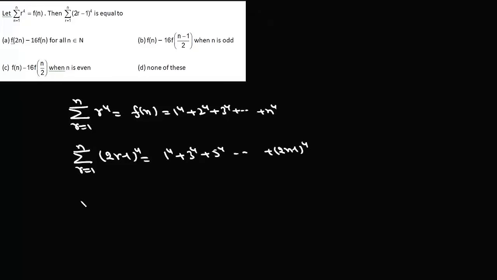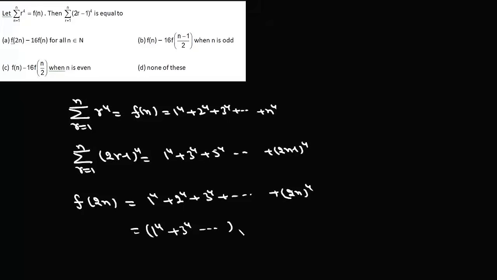So what we'll do is, we'll start with f2n, and f2n will be 1 to the power 4 plus 2 to the power 4 plus 3 to the power 4 up to 2n to the power 4. Now here again we separate even and odd terms. So we write odd terms together, 1 to the power 4 plus 3 to the power 4, and plus we'll have 2 to the power 4 plus 4 to the power 4 up to 2n to the power 4. Now this is the required summation that we need.